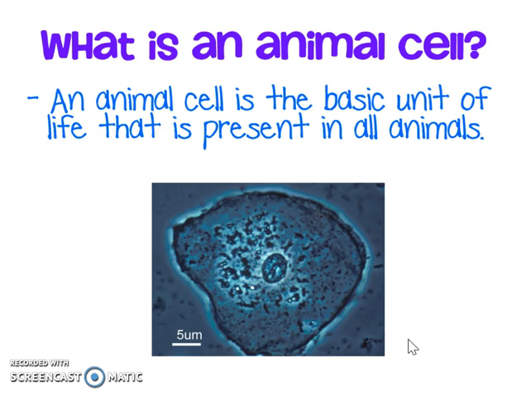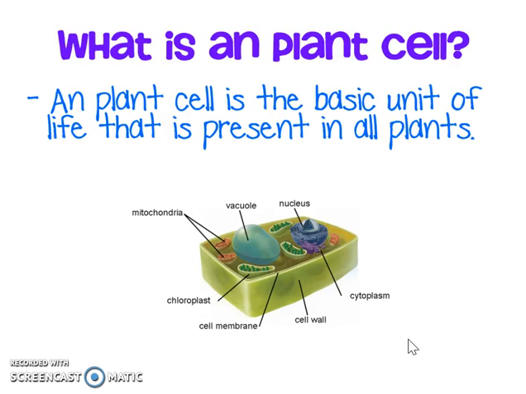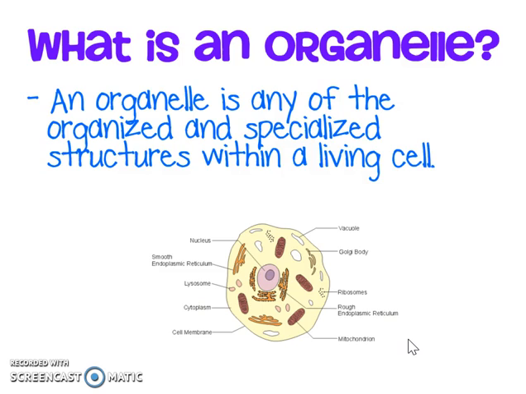So what is an animal cell? I've said before, we have them. An animal cell is the basic unit of life that is present in all animals. Makes sense? Same thing for a plant cell. The plant cell, which a plant is living, is the basic unit of life that is present in all plants.